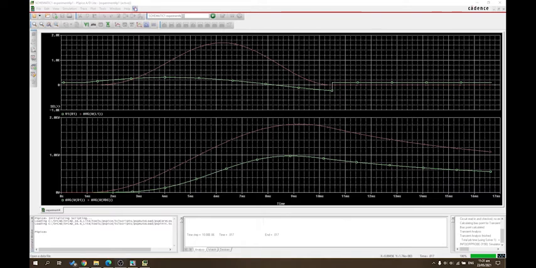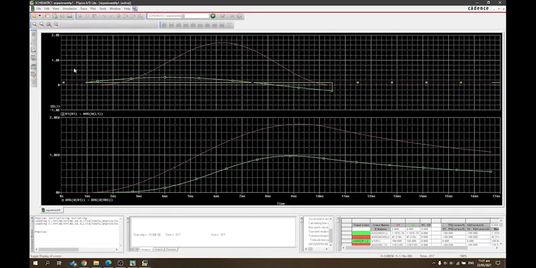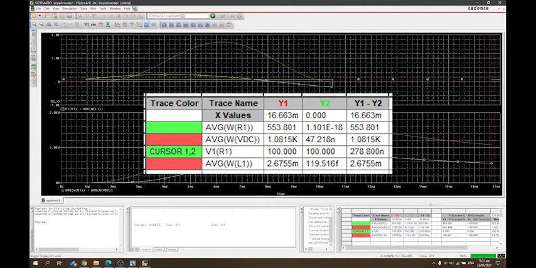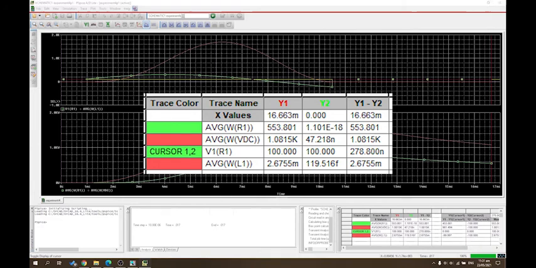For the second waveform, it was observed that there was a spike in power at the inductor, and the resistor has a negative value at first, then becomes stable after a certain time. The resistor has a voltage drop of 100 volts, and the power across the inductor is 2.6755 milliwatts.